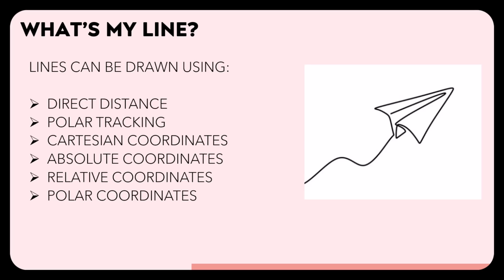Okay, so we're moving into drawing lines and getting ready to do our first assignment for this class. You need to be aware there's more than one way to draw a line in AutoCAD. We can use the direct distance method, the polar tracking method, Cartesian coordinates, absolute coordinates, relative coordinates, and polar coordinates.